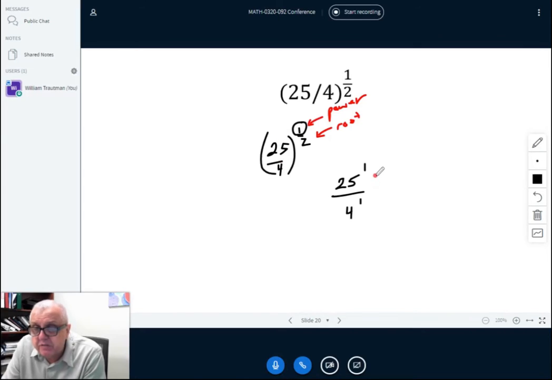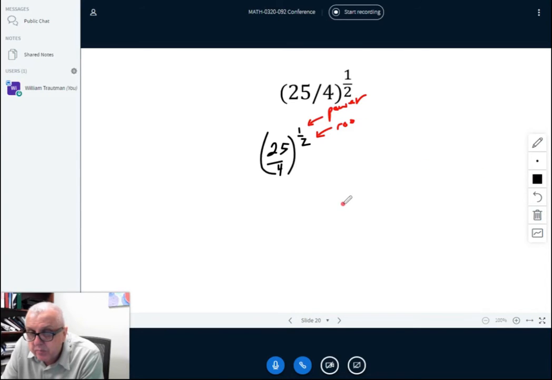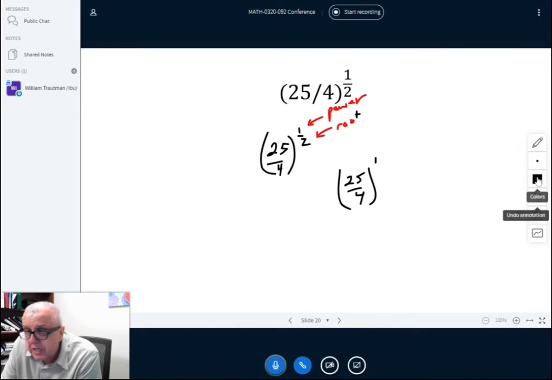The 25 and the 4, or maybe I could even write it like this: 25 over 4 to the 1 power. But then the bottom is the root. And the root of this problem is the square root. So then I take the square root of the whole thing. 25 over 4 to the 1 power is 25 over 4.